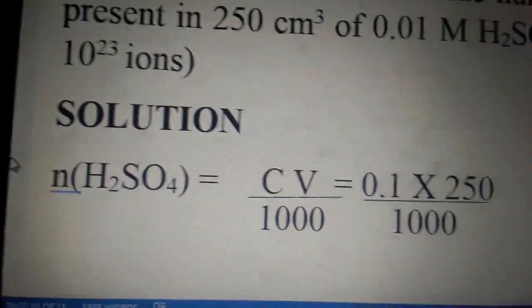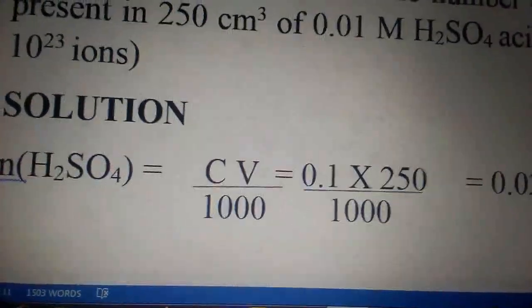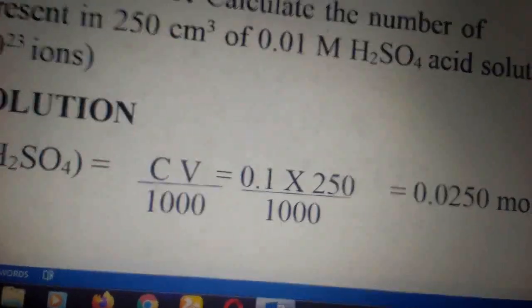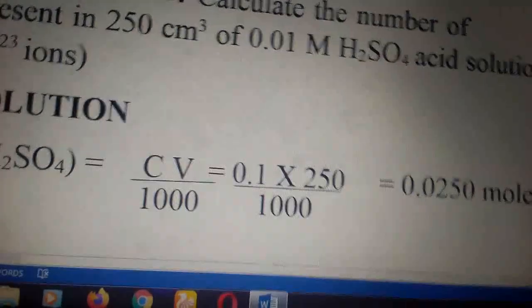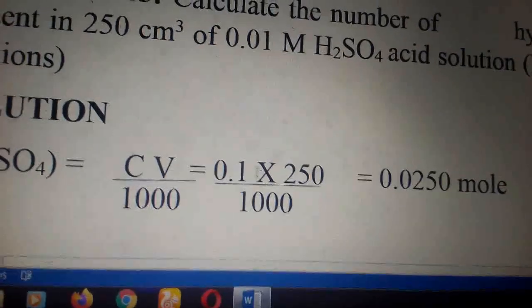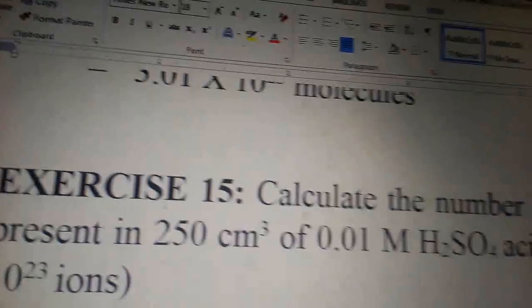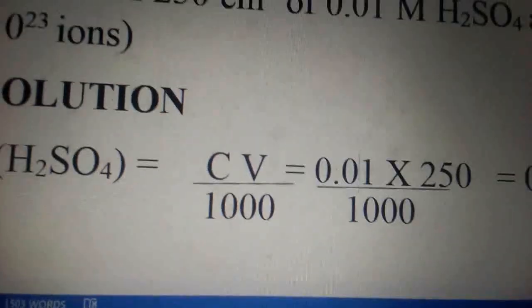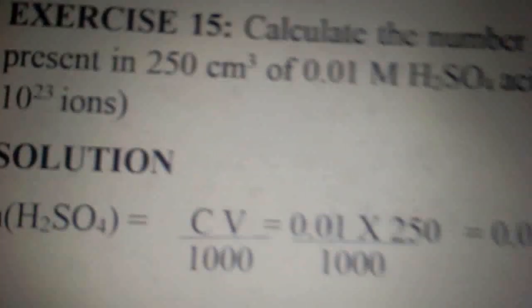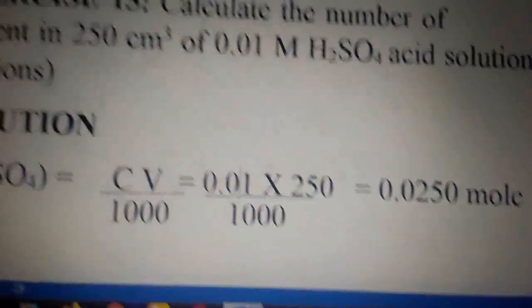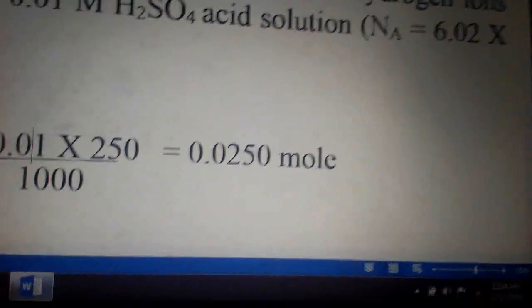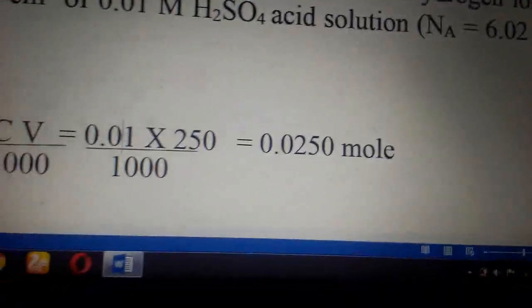The number of moles of acid is given by CV over 1000, where C is 0.1. There could be an error. The C is 0.01. Let's correct it. So go back. The C is 0.01 times 250, that's the volume, over 1000. So solving this, we have 0.0025 mole of the acid.